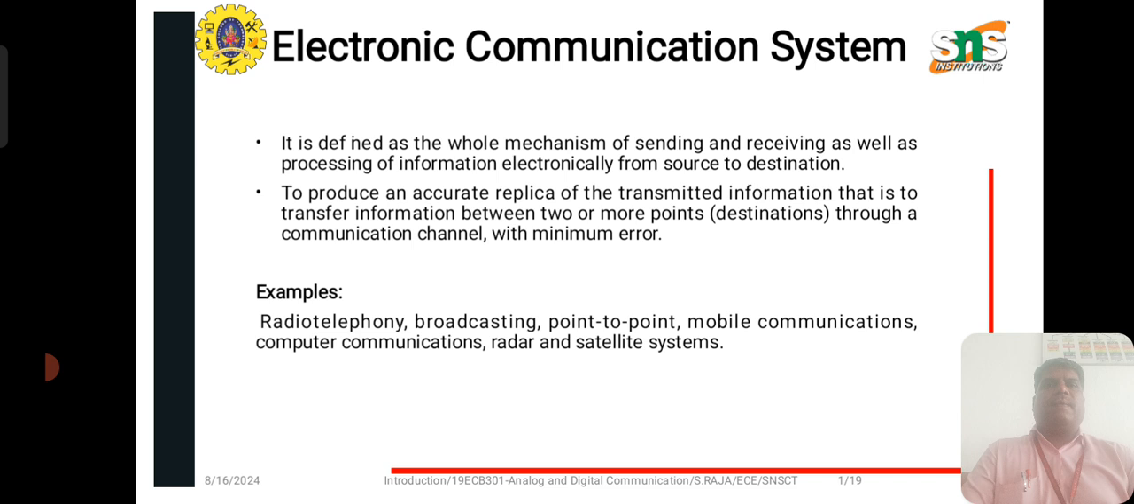Electronic communication system is defined as the whole mechanism of sending, receiving as well as processing of information electronically from source to destination, to produce an accurate replica of the transmitted information, that is, to transfer information between two or more points through a communication channel with minimum error. Examples are radio telephony, broadcasting, point to point, mobile communications, computer communications, radar and satellite systems.